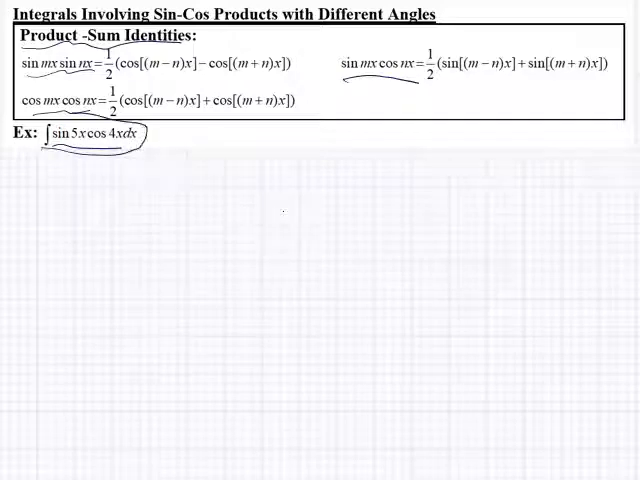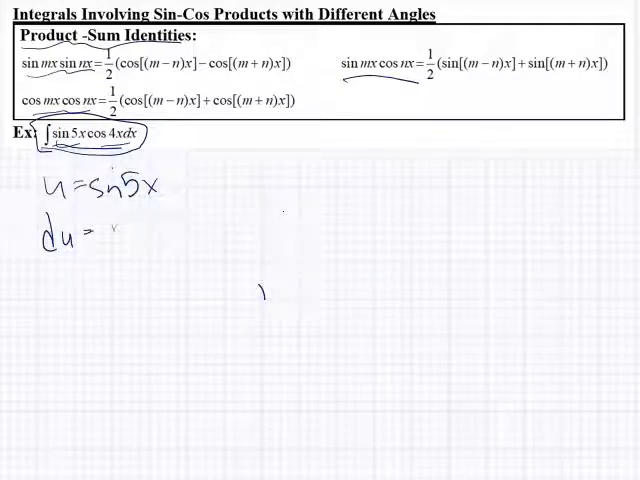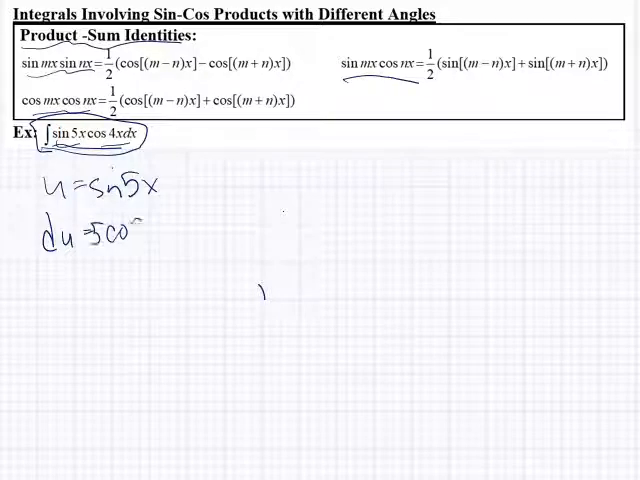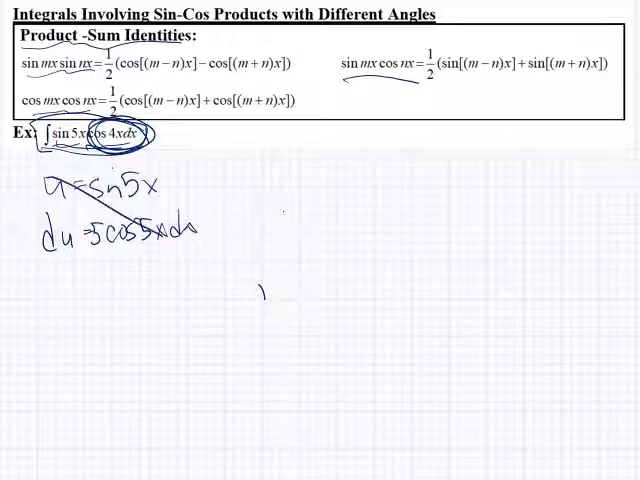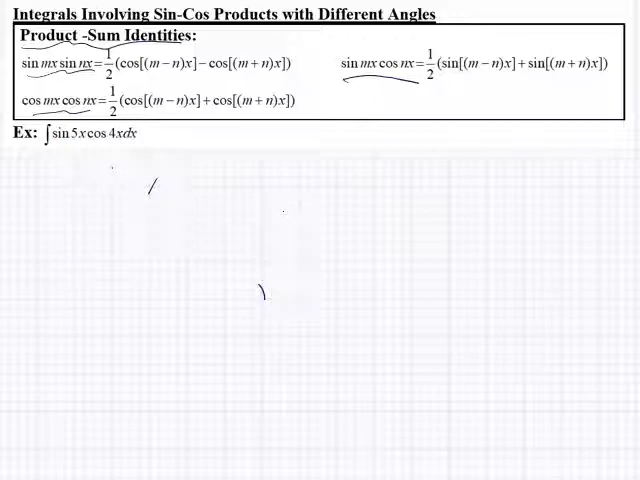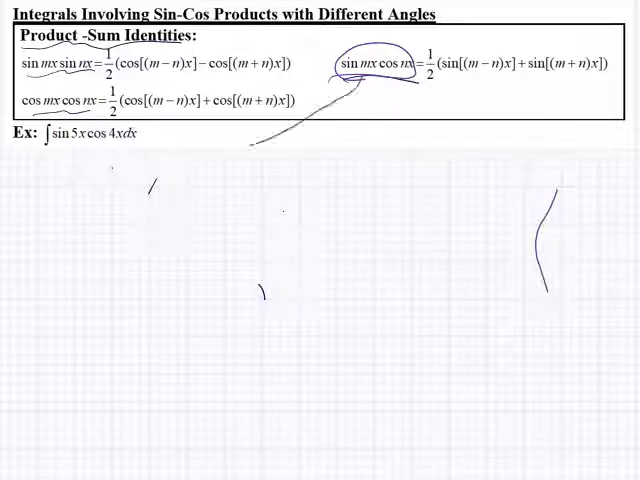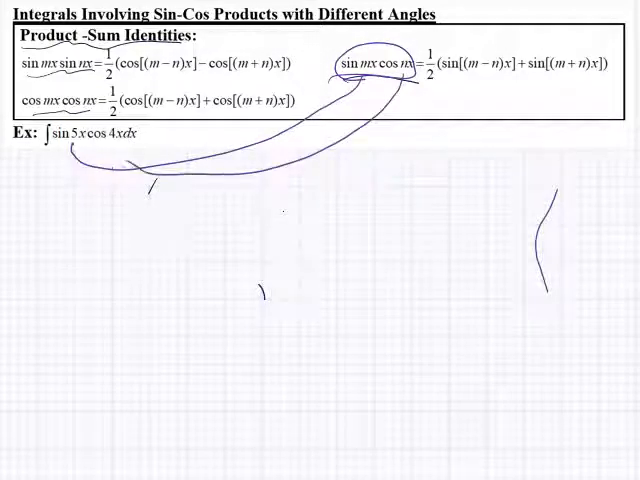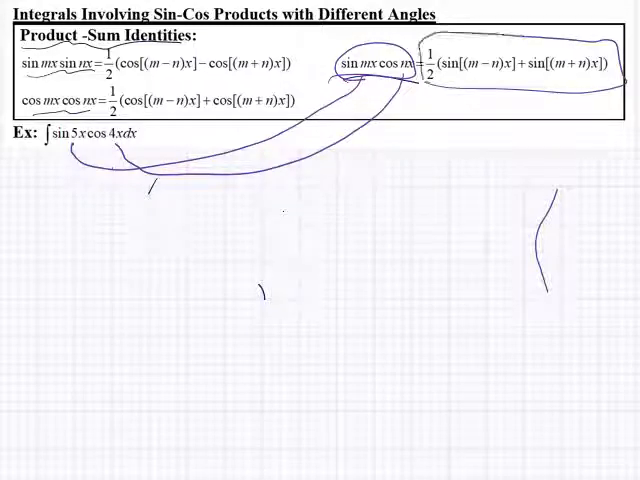So in this case, they're different, right? I can't just go ahead and start doing, say, u and du. It doesn't work, because if u is sine 5x, du is going to be 5 cosine 5x dx. I don't have a cosine 5x, I have a cosine 4x, so that doesn't work. So what I have to do is use one of these identities. In this case, I have a sine times a cosine, which is this one. m is 5, n is 4. I apply this identity and then integrate the resulting piece.